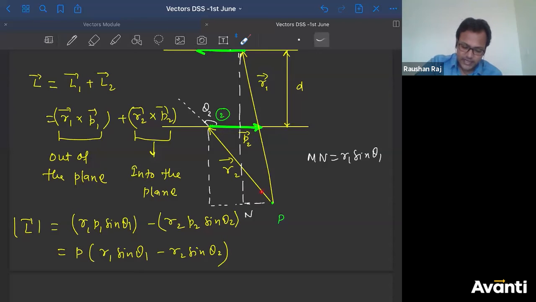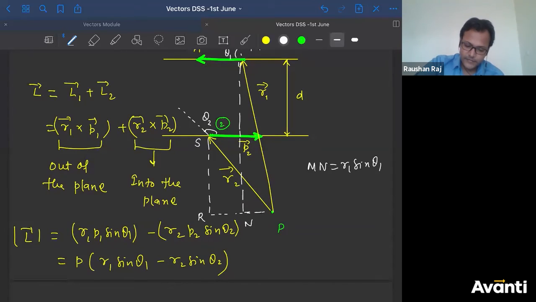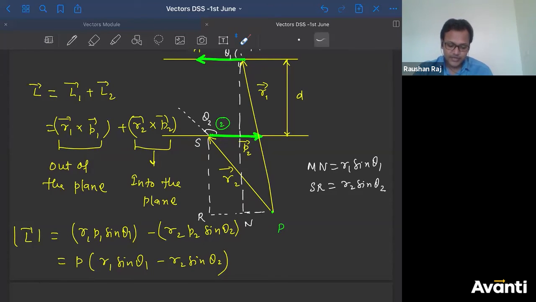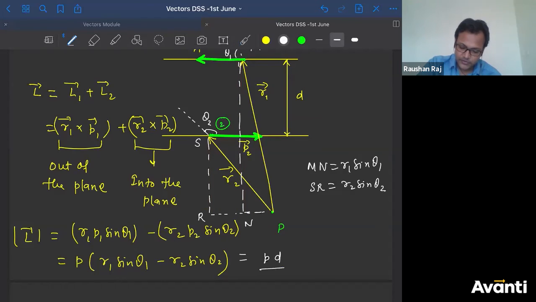Chalo. So can I say that again? This length will be what? If I name this as R, and if I name this as S, SR is nothing but R2 sin theta 2. Then what did I actually ask? I asked you to take the difference of R1 sin theta 1 and R2 sin theta 2. R1 sin theta 1 is nothing but this whole length. R2 sin theta 2 is nothing but this length. If you subtract this length from this bigger length, can I say I'm going to get this d value? So I'll write that as P into small d. Right? Very good. Correct.